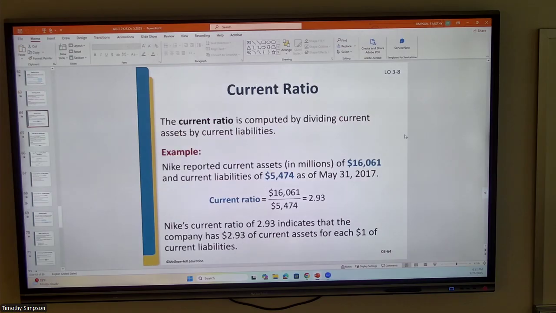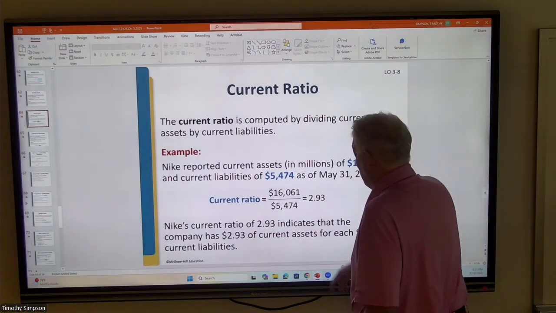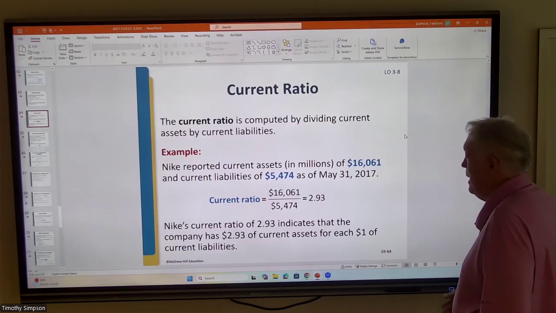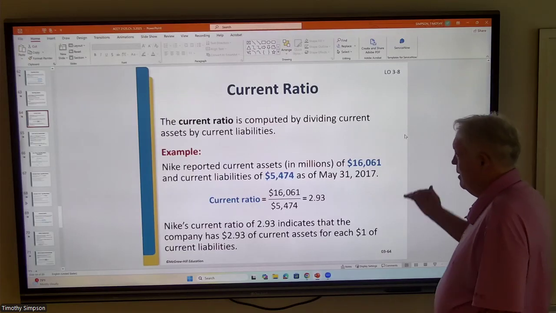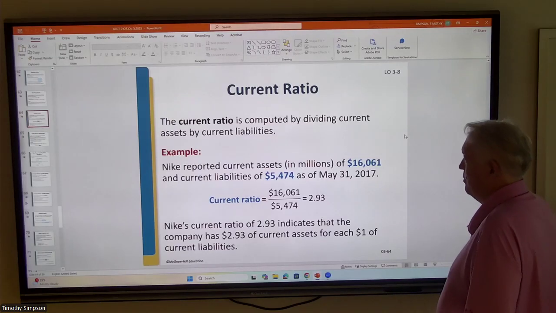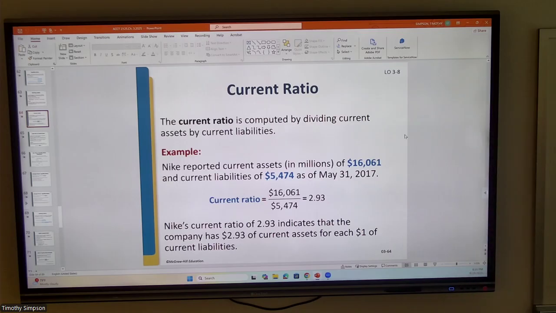Okay. So in this case, we go back to, I guess it was 2017. I guess it does say when it is. And the number I said was 3, it's close to 3. The current ratio, 16 billion over 5.4 billion, is 2.93, meaning that for every dollar of current liabilities, the company has $2.93 on hand right now in order to pay those current liabilities. And that's a pretty good cash position.